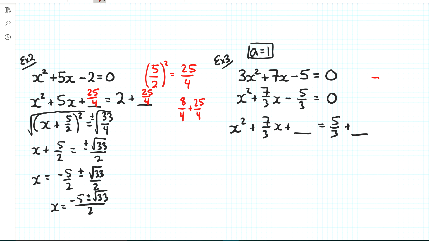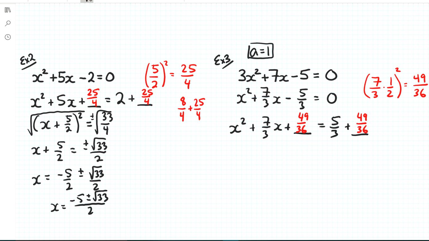We have to take 7 over 3 times one half, which is the same as dividing by 2, and then square it. So 7 times 1 squared would be 49. 3 times 2 squared would be 36. So we're going to add 49 over 36 to both sides of the equation.